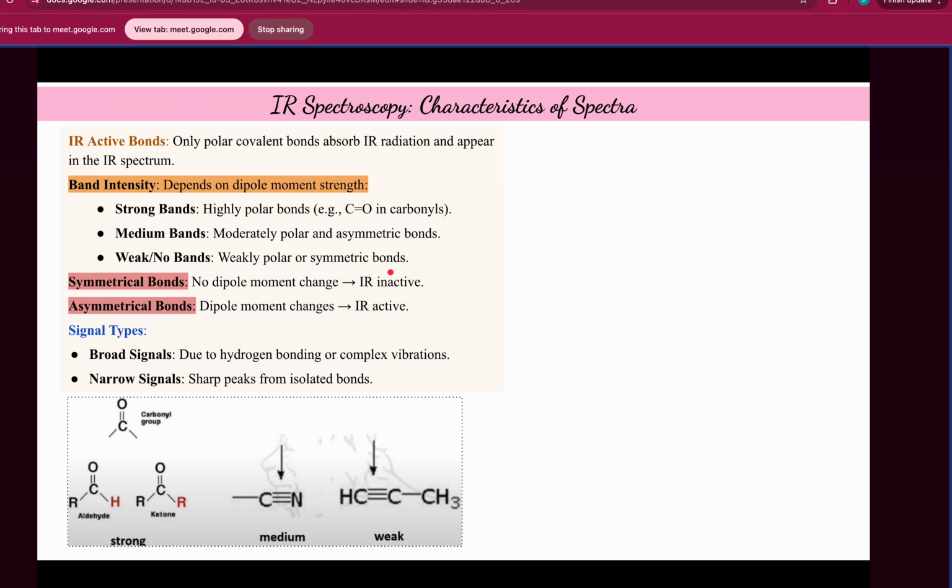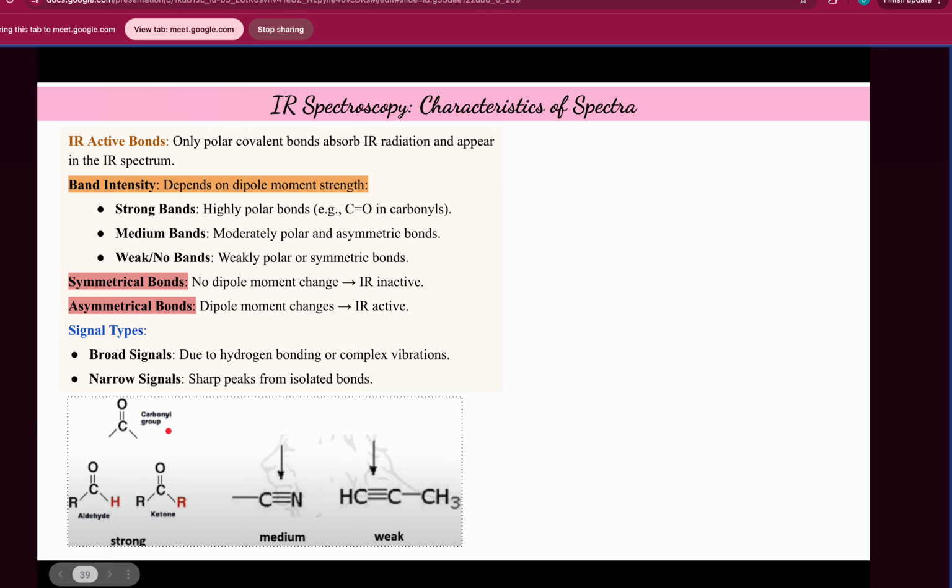In the case of symmetric bonds, the dipole moments cancel out each other, so I won't be able to observe the IR spectra, so that will be IR inactive. So symmetrical bonds, no dipole moment change, IR inactive. Asymmetrical bonds, dipole moment change, and they are IR active. Signal types can also be classified as broad signals or narrow signals. Broad signals are observed due to hydrogen bonding or complex vibrations, and sharp peaks are observed from isolated bonds.